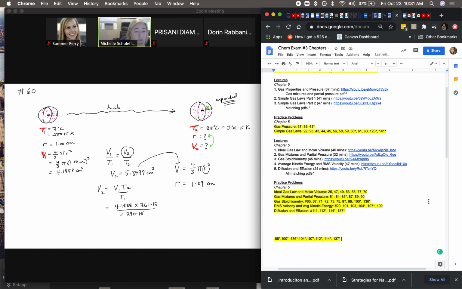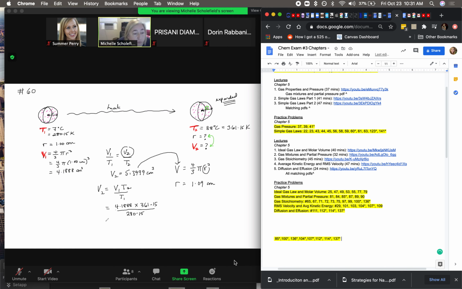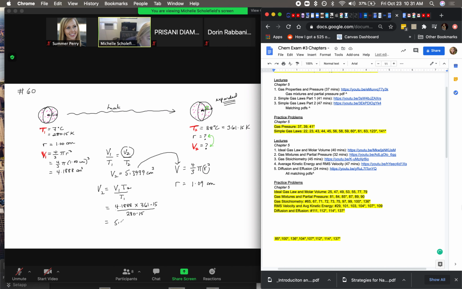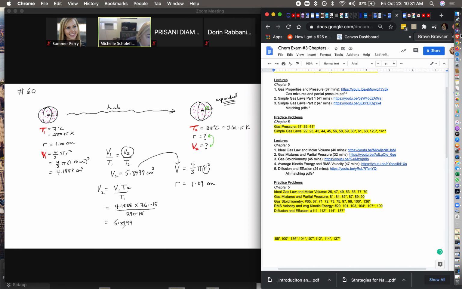All right, I'm using the full 280.15 and 361.15. So that's why we might have a slight difference, but let me double check. 361.15 divided by 280.15, and I'm still getting the same answer. So it could be that by not using the 0.15, you're just slightly off.